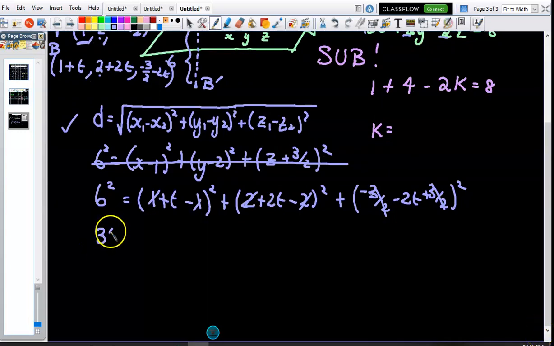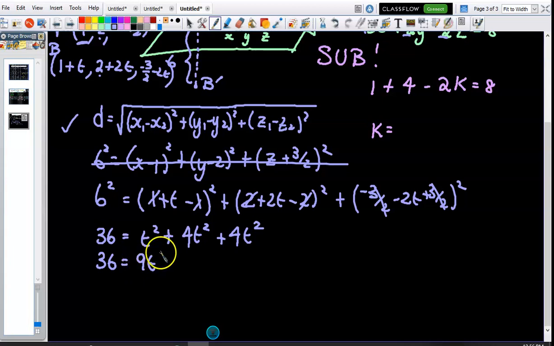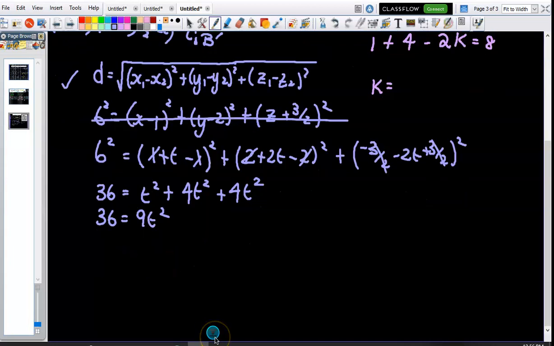Okay, and now we've got 36 equals t squared, 2t squared, so just be careful, 2t squared, we're squaring the whole thing, so that becomes 4t squared, and minus 2t squared is another 4t squared, so we end up with 36 equals 9t squared. Too many year 12s ask me, what do I get rid of first? The squared or the times 9? Grr. We should know this.